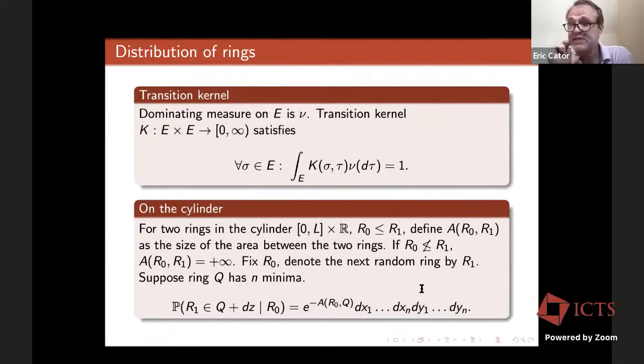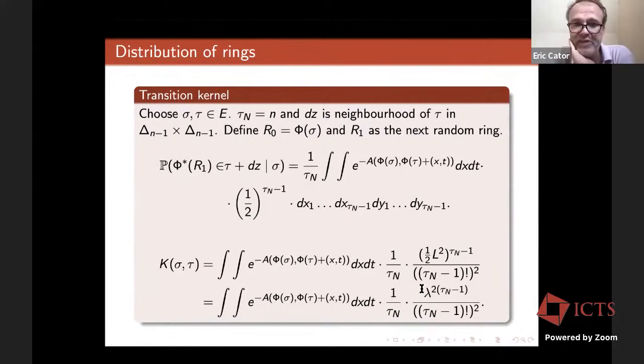Okay, so this is how you find a new ring. This helps us in making the transition kernel, right? Because now I fix sigma in our state space E. I take R0 to be phi of sigma, so I place the ring inside the cylinder. And then I'm wondering, what is the probability that phi star of R1 will be close to some tau? I also fix tau in the state space, and that's where I want to end up with my phi star of R1.